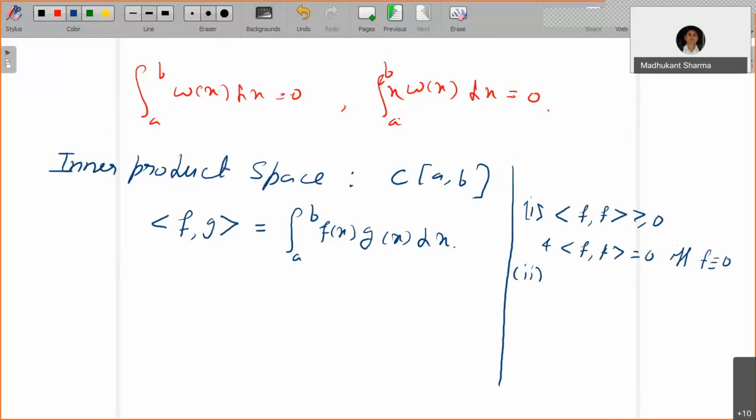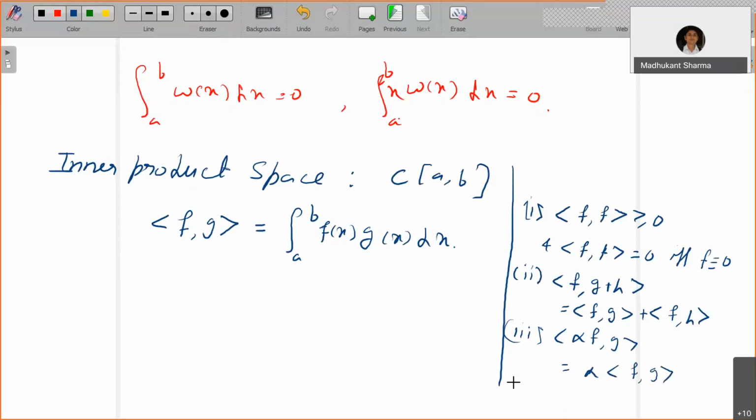Second, f comma (g plus h) is equal to f comma g plus f comma h, which means linearity. It is linear with respect to the first variable, and linear with respect to the second variable as well. Third, alpha f comma g is equal to alpha times f comma g.